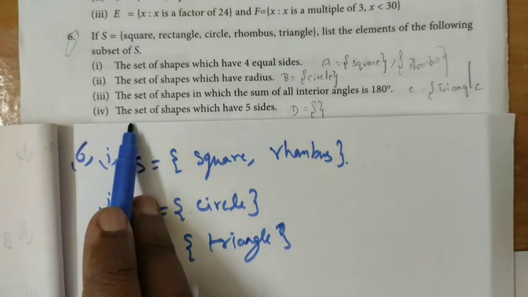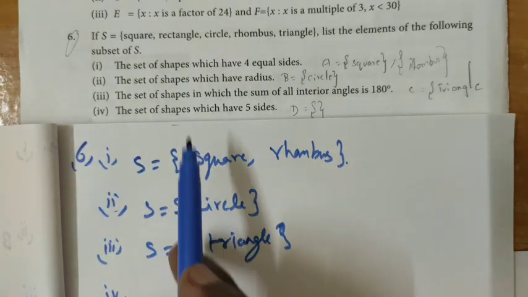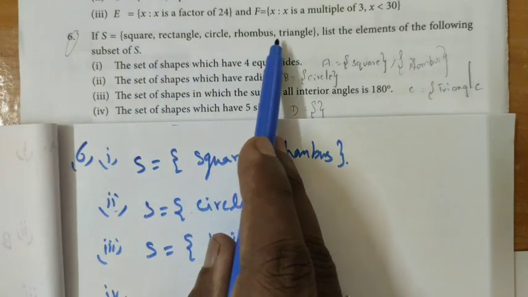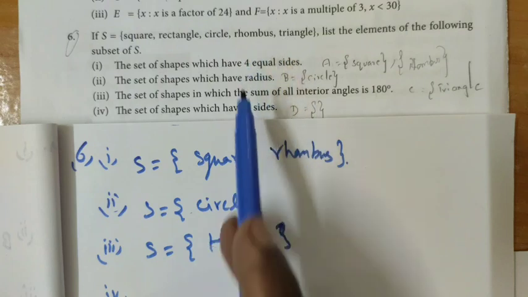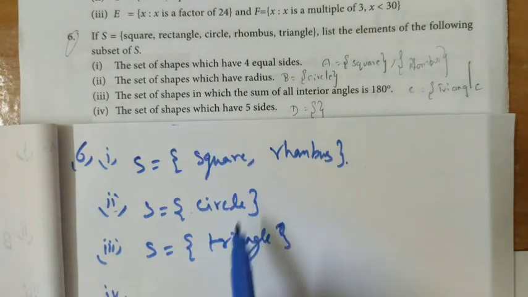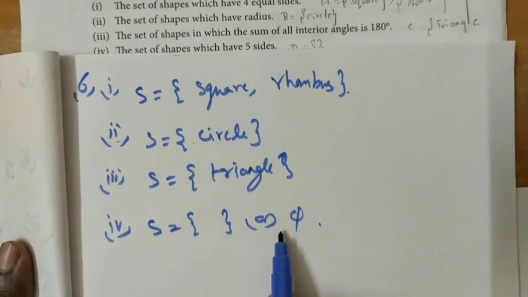And then fourth Roman number, the set of shapes which have 5 sides. What are the shapes here? Square, rectangle, these all are square and rectangle. Rhombus we have 4 sides, and then triangle we have 3 sides. They are asking 5 sides, so the set is an empty set, right? Either we can use the set notation or phi is the set.